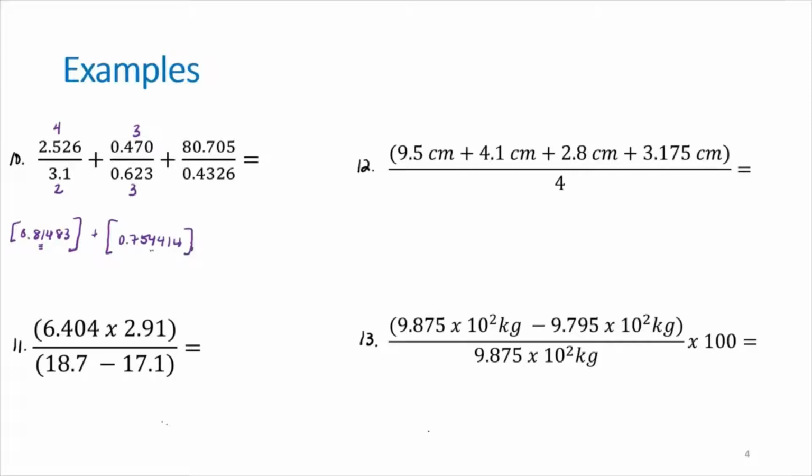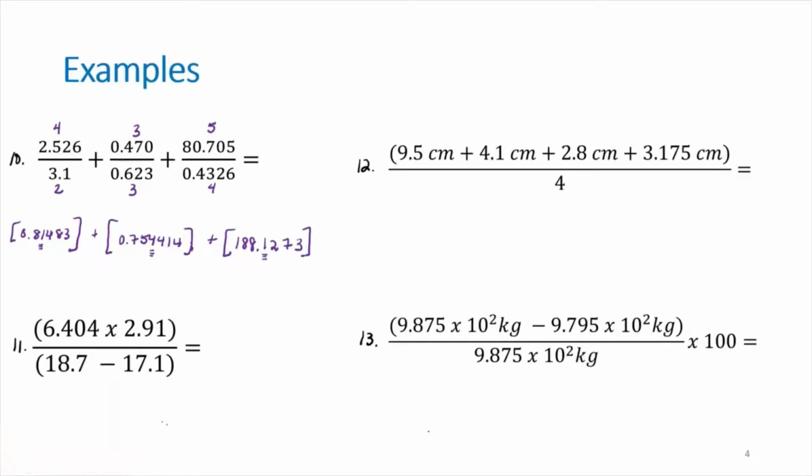And at 3 sig figs, I would round to this 4 if I was going to round right now. 80.705 has 5 sig figs, and 43.26 has 4 sig figs. When I divide 80.705 by 0.4326, I get 188.1273. I need to keep 4 sig figs, so I'm going to go to the value here, the number 1.